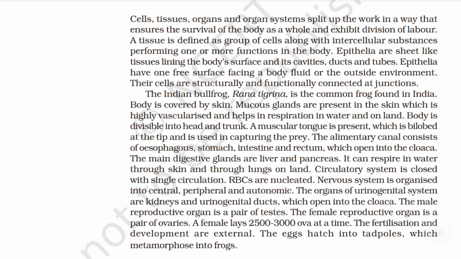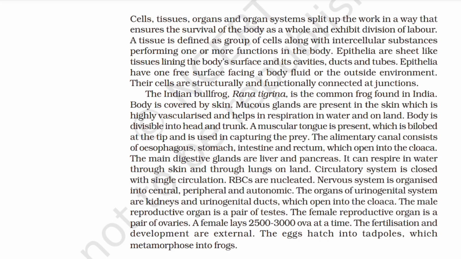The Indian bullfrog, Rana tigrina, is a common frog found in India. Body is covered by skin. Mucous glands are present in the skin, which is highly vascularized and helps in respiration in water and on land. Body is divisible into head and trunk. A muscular tongue is present, which is bilobed at the tip and is used in capturing the prey.